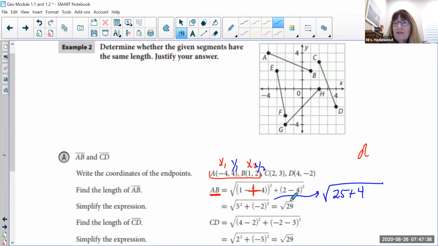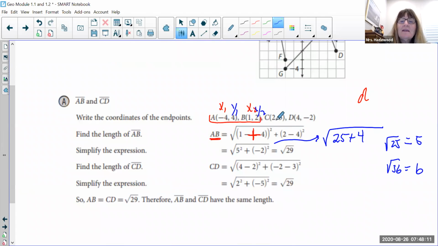And you're just going to leave it as a radical because you don't need to know what it is as a decimal. But if I did want to know what it is as a decimal, I know it's somewhere between 5 and 6 because radical 25 is 5 and radical 36 is 6. But it doesn't matter because I'm just checking to see if they are equal to each other.